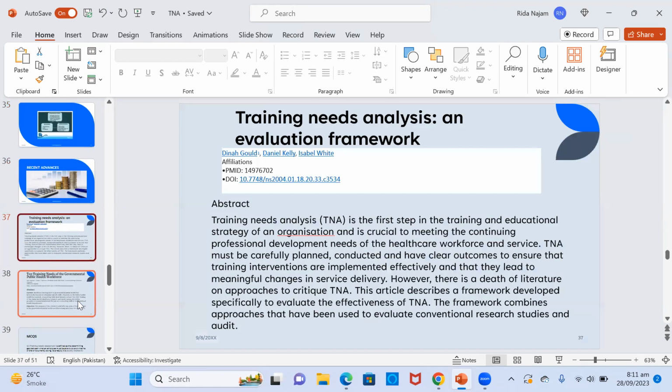Coming to recent advances. Training needs analysis and evaluation framework. Training needs analysis is the first step in the training and educational strategy of an organization, and it's crucial to meet the continuing professional development needs of the healthcare workforce and service. TNA must be carefully planned, conducted, and have clear outcomes to ensure that the training interventions are implemented effectively and they lead to meaningful changes in service delivery.